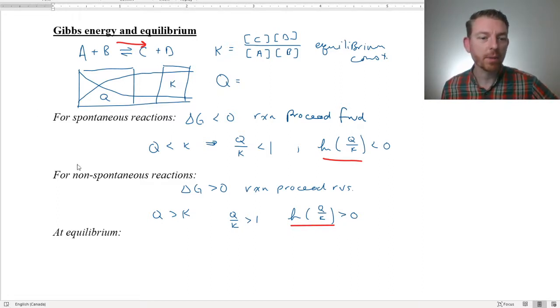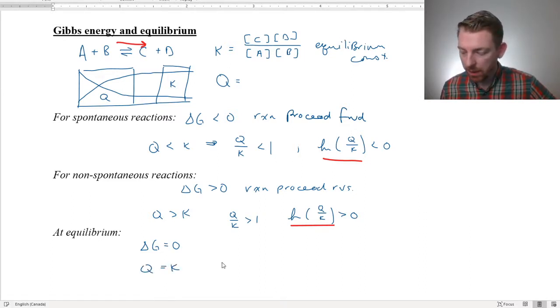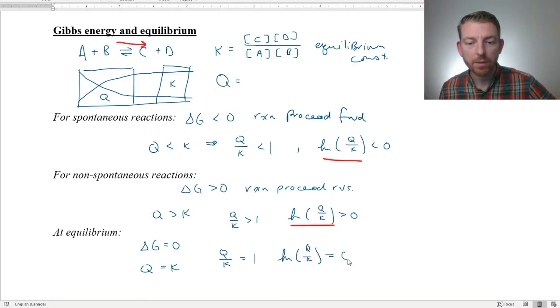And of course, at equilibrium, so when everything is settled down, delta G equals 0. There's going to be no change in the Gibbs energy, or no work is available to be done. Q is now equal to K, which tells us that Q over K is equal to 1, and ln of Q over K is equal to 0. Okay, so again, we see that this value, ln of Q over K, is going to track with Gibbs energy all throughout its domain.